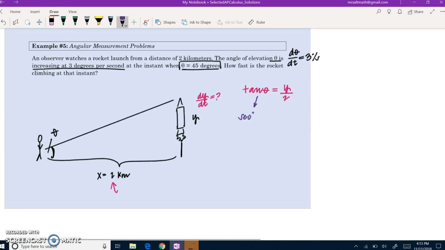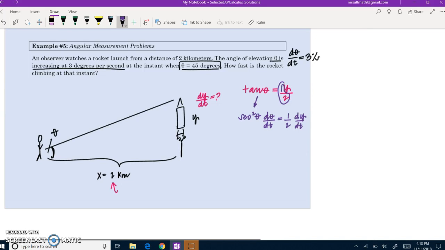So this guy will become secant squared of theta, and then we need to acknowledge that we're differentiating with respect to time. So d theta dt is equal to, remember this is really 1/2, so we can just say 1/2, and then we multiply that by our dy dt there. At this point, we have a theta value and we have a d theta dt value. So we're good to go to solve for dy dt.